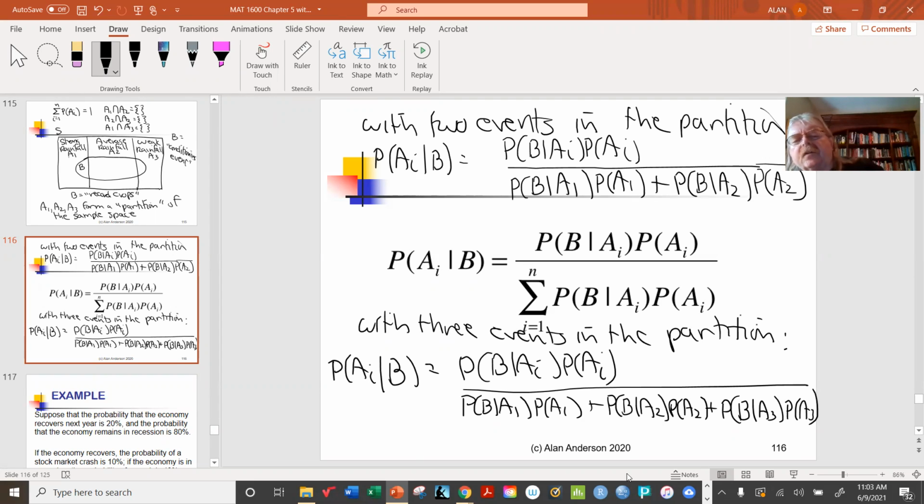Okay, I just wanted to show you those two because those are the two that we're going to be using. We're not going to have any more complicated versions than that. So the number of events in the partition, the number of A's that is, determines the size of the denominator. The numerator is always the same. We pick one of those events and that's what's going to happen in the numerator.